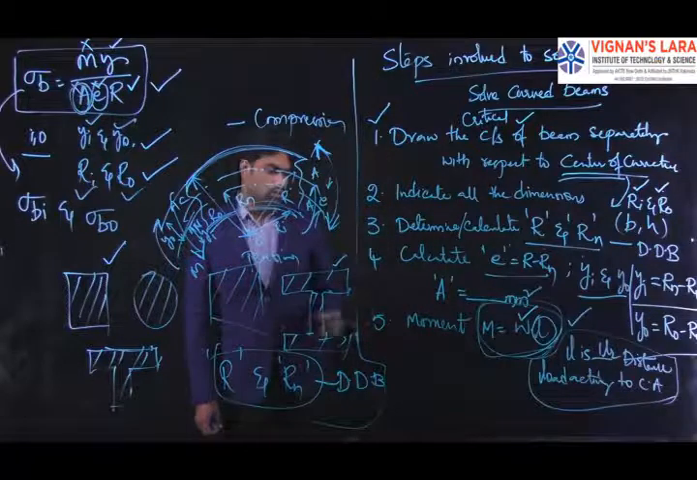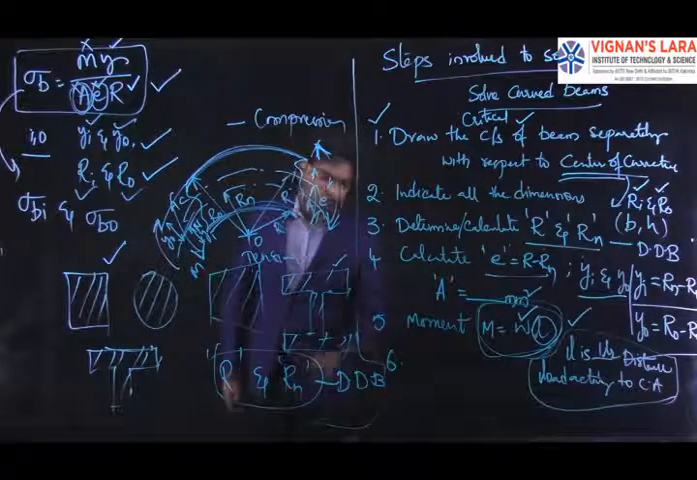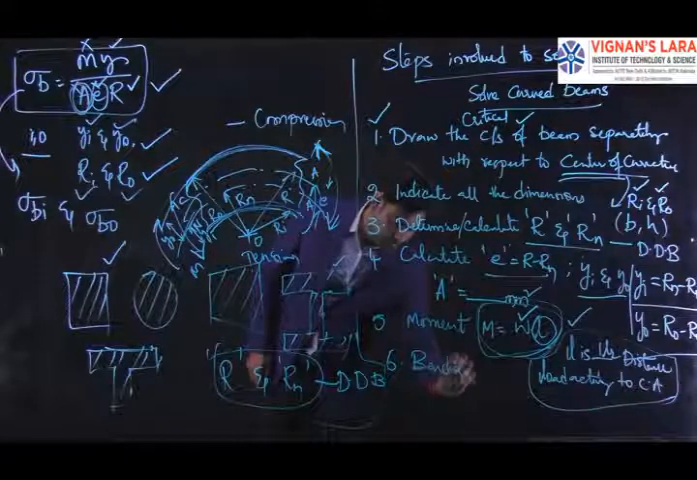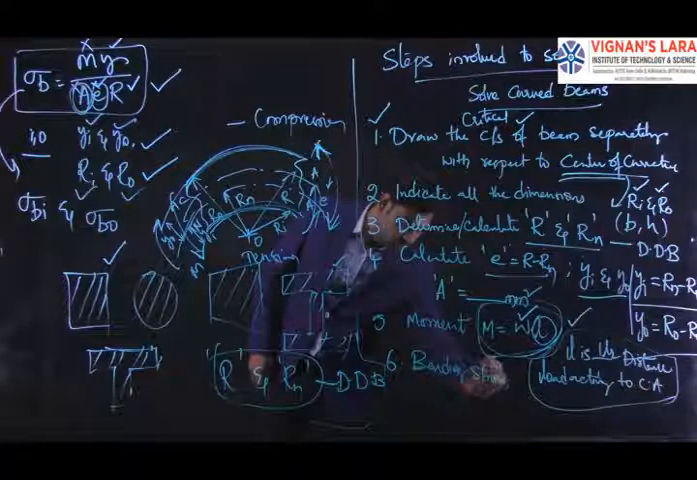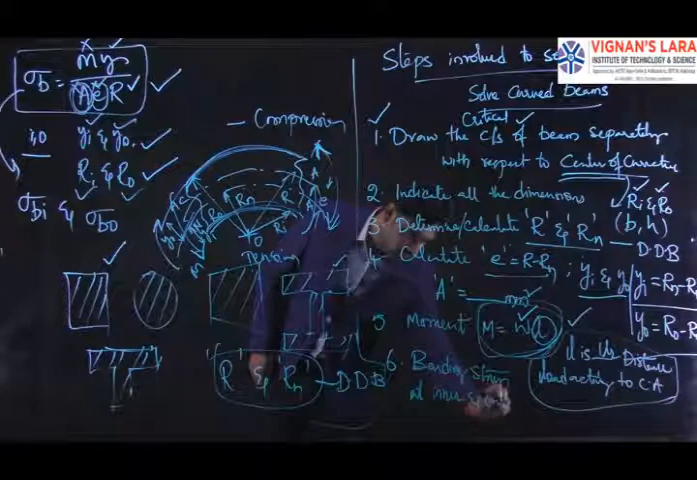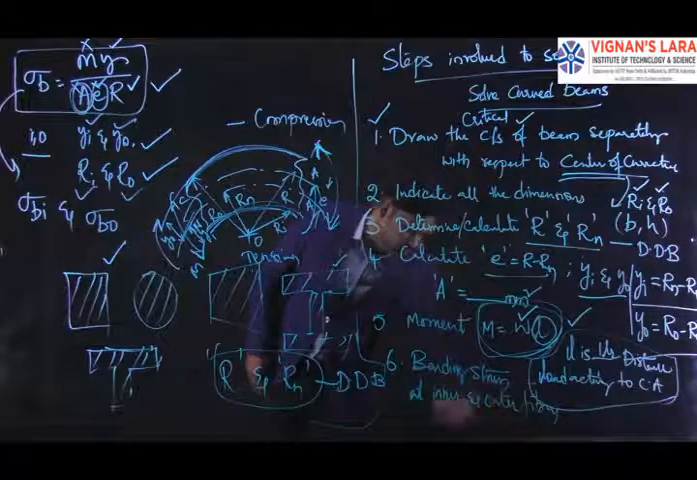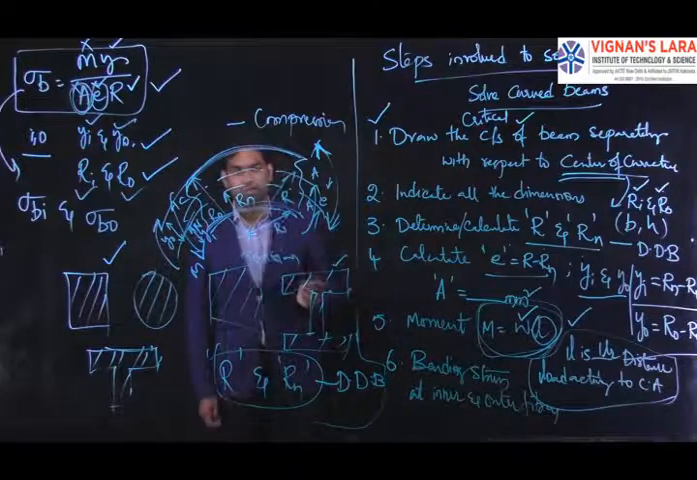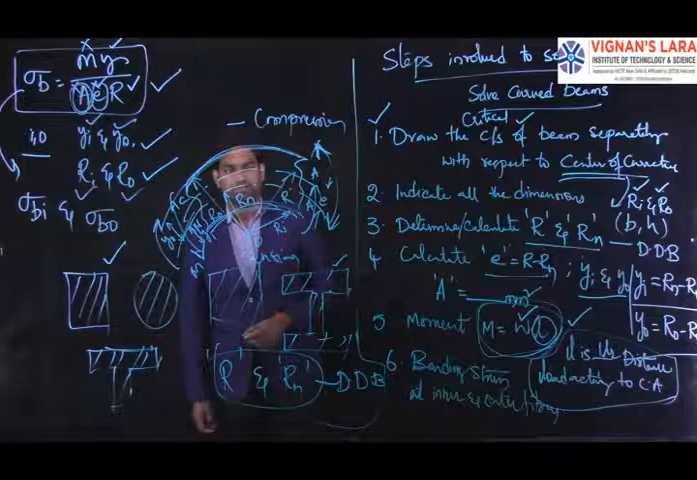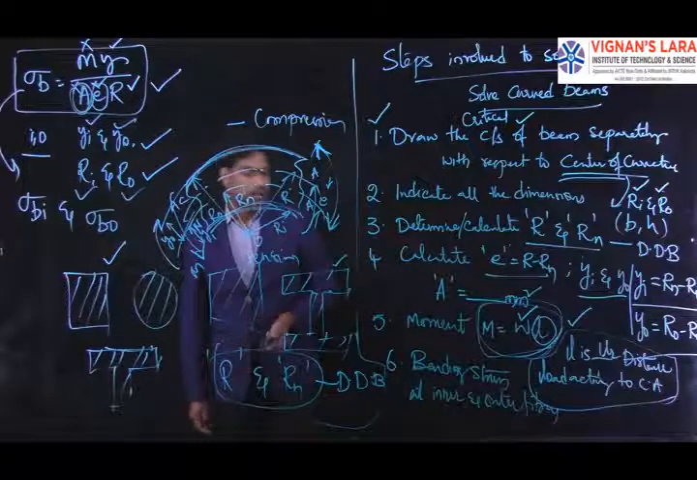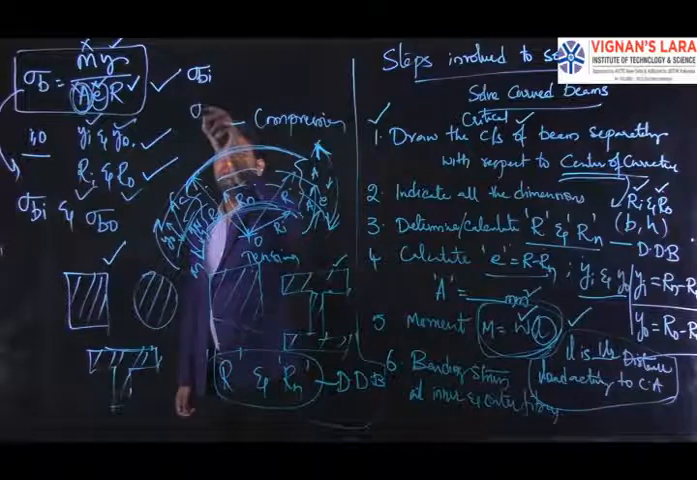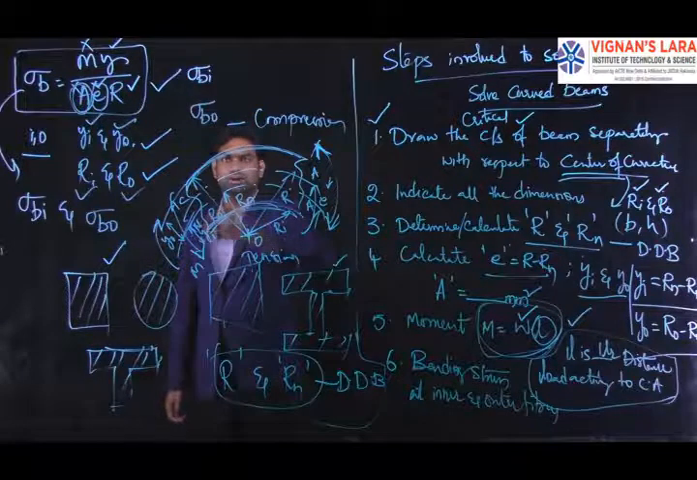After finding the bending moment, in step number 6 we need to find the stresses, that is the bending stress, at the inner and outer fibers. As I stated in an earlier class, we obtain the maximum stresses at the inner and outer fibers, here as well as here. Why? Because they have the greater distance from the neutral axis. Sigma bi denotes the bending stress at the inner fiber, and sigma bo the stress at the outer fiber.